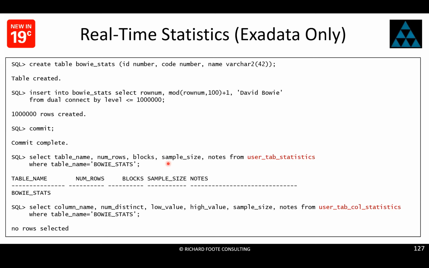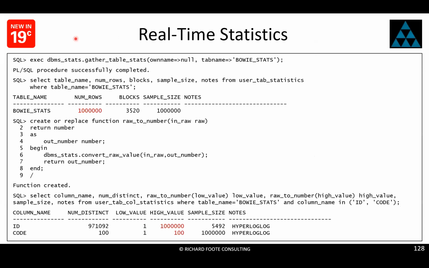The first one is what's called real-time statistics. So what I'm going to do is create a table and populate it with 100,000 rows. I've got my code column with 100 distinct values. Initially, I've got no stats. For this to work, you must have statistics. So real-time statistics will not work on any table that has not had statistics gathered at some point. So you've got to gather stats at some point. All right, so I'm going to do that.